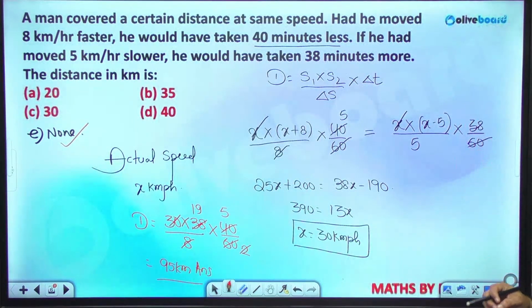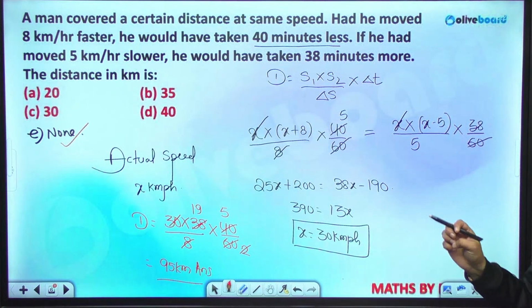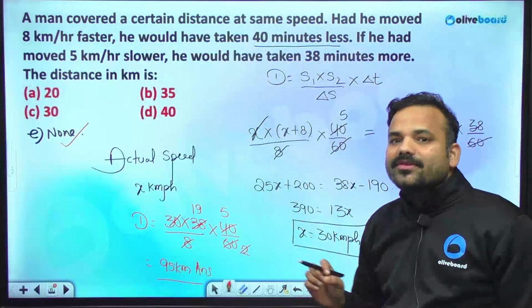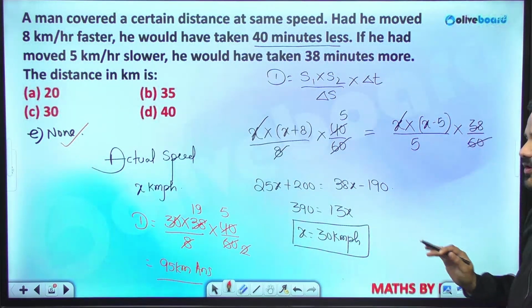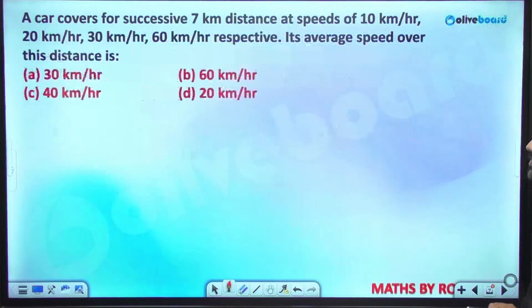Fine. Now you won't be able to do it via ratio, and it will take immense time as well as immense consideration. You have to consider something, and you have to consider that. So this can be way easier. Next question.